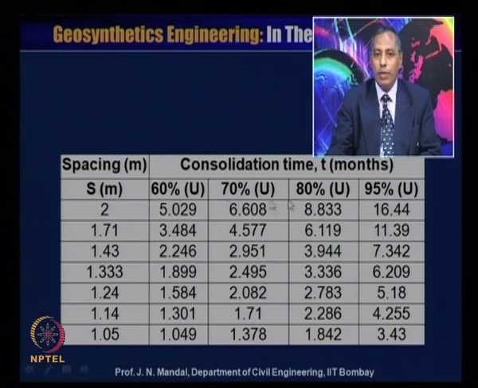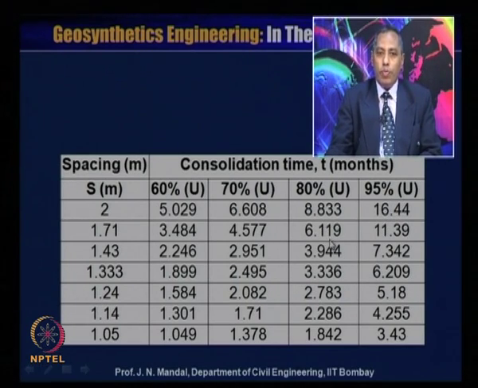You can see that as the degree of consolidation increases, the consolidation time also increases. And here it has also been shown for different spacings. You can see when you require a lower spacing, let us say 1.05 meter center to center, you reach 90% degree of consolidation within 3.43 months, and 80% degree of consolidation in 1.842. Whereas if you keep the spacing more, your requirement for consolidation time is also more. So you require 16.44.